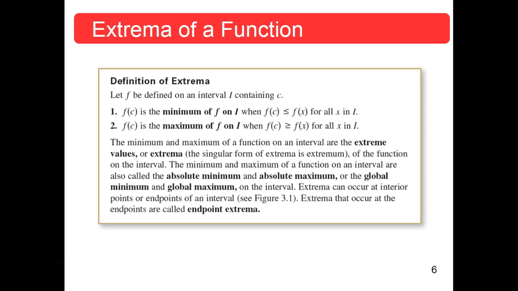So anyway, the minimum and maximum value of the function on the interval are called the extrema. The minimum and maximum of a function on an interval are also called the absolute minimum and the absolute maximum, because on that interval, you can't get any higher or any lower, so it's the absolute maximum or minimum. You may have more than one, but they're going to have the same values. Or the global minimum and global maximum. That's another way to express it, on that interval.